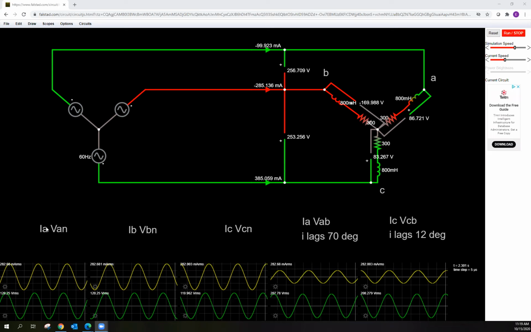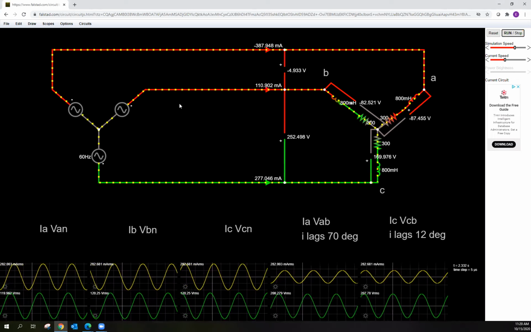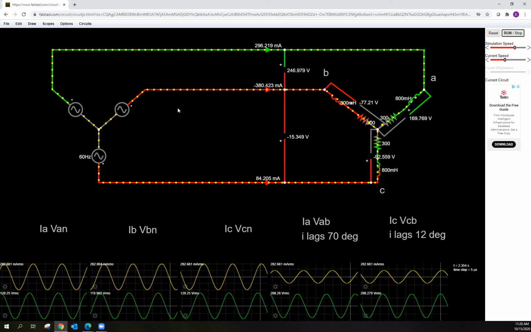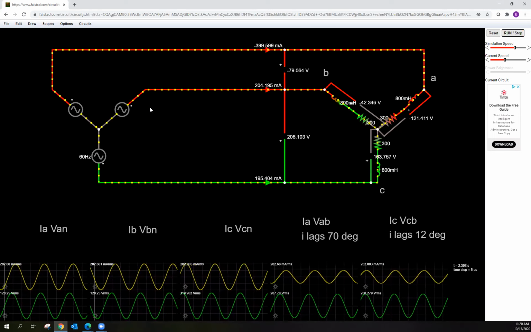And I plotted IA, VAN here, IB, VBN here, and IC, VCN here. And I plotted my IA and VAB here, and my IC and VCB here. And I can run this just for a minute, just so that you can see how the currents are flowing. It's very psychedelic. It's really cool. And so let's just get a handle on what's going on.